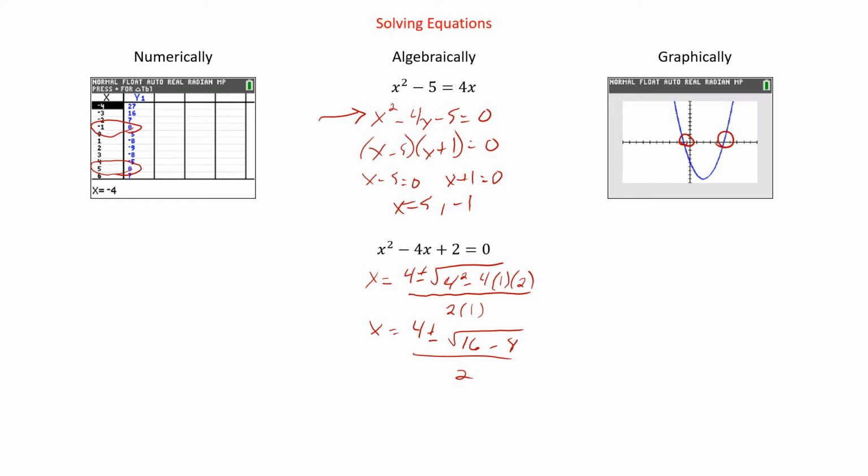16 minus 8 is 8. And so square root of 8, 8 is 4 times 2. So this could be 2 root 2 over 2, which we can reduce. So 4 over 2 is 2, plus or minus 2 over 2 is 1, so we have root 2. So we have 2 plus or minus root 2, which comes out to be 2 answers. Root 2 is about 1.4. It's an irrational number, so we're not going to get an exact answer if we make it a decimal, but about 1.4, so this should be about 0.6 and 3.4-ish.